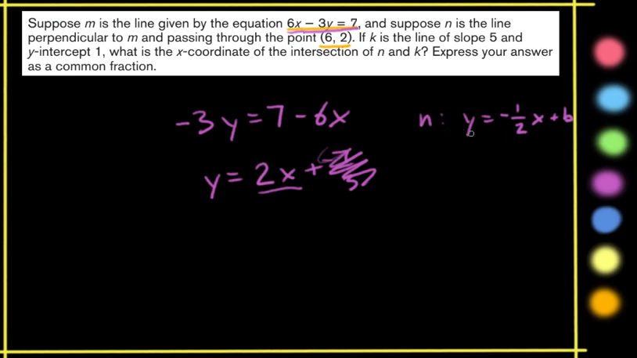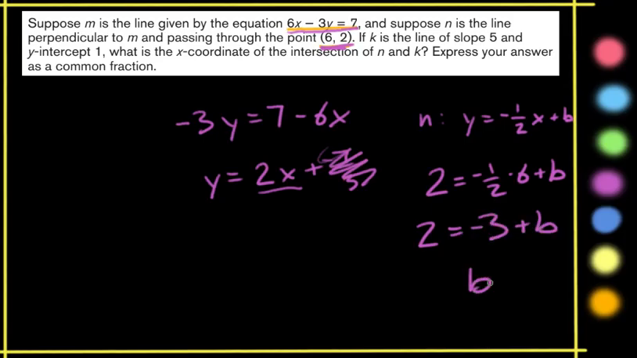So this is our line N, and we know that it passes through the point 6, 2. So we can plug that in here. That gives us 2 equals negative 1/2 of 6 plus b. So that means 2 equals negative 3 plus b. So that tells us that b equals 5. Okay, so now we can plug b equals 5 in up here, right?